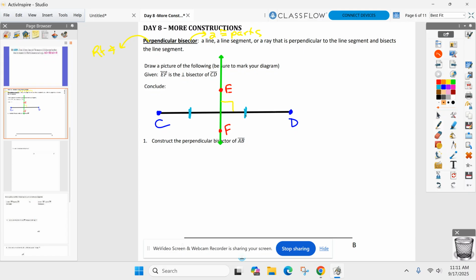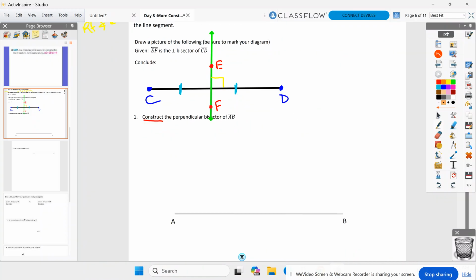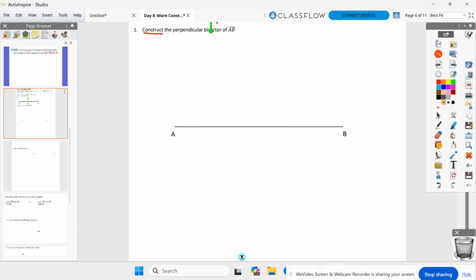Grab your compass. Now I'm going to show you how to do it using your compass. How do I know to grab my compass? I shouldn't even have told you. It says construct. We're going to do a perpendicular bisector for AB. This is a brand new construction. Take your compass and put it on one of the endpoints, A or B.